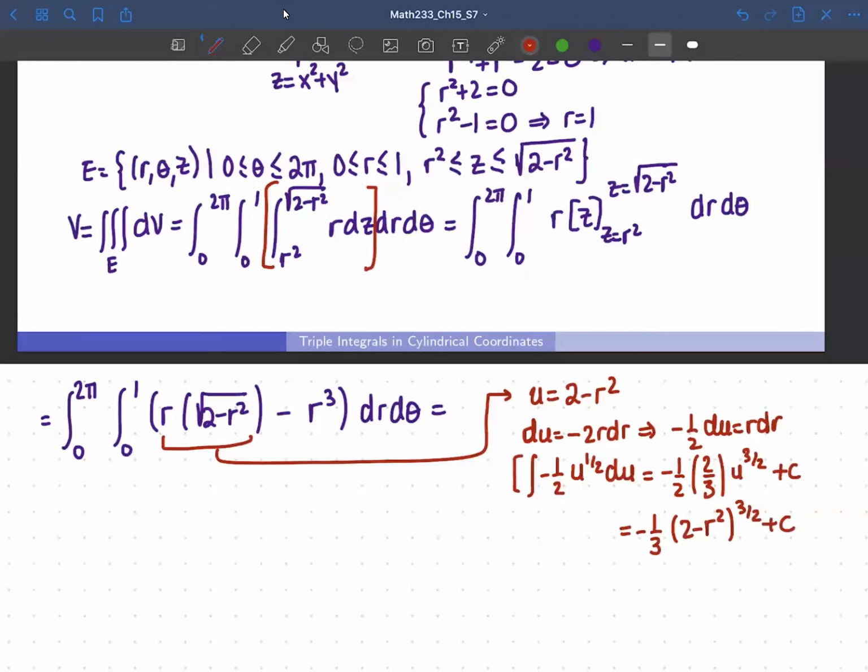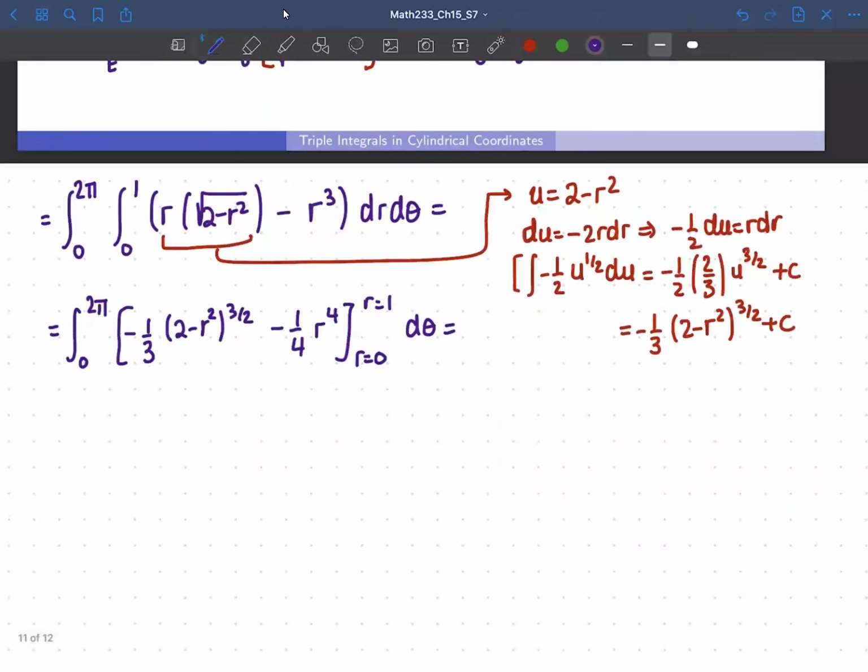And therefore, if we plug that back in, we'll have that this is equal to the integral from 0 up to 2 pi. The integral of r times the square root of 2 minus r squared will give us negative 1/3 (2 minus r squared) to the 3/2, which we just found. And then the integral of negative r to the third will give us negative 1/4 r to the fourth. And that needs to be evaluated between r equals 0 and r equals 1, times d theta.